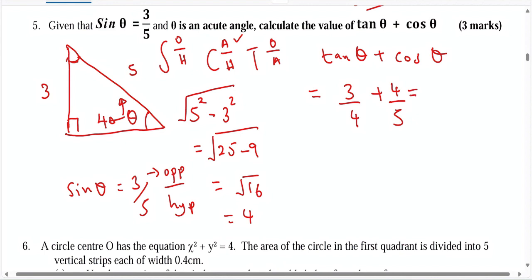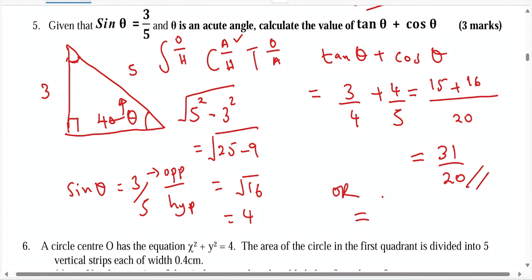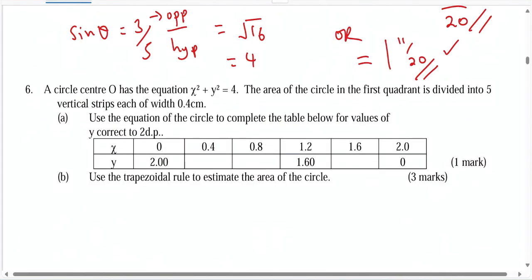So add these two. The LCM of 4 and 5 is basically just 20. So 20 divided by 4 is 5, 5 times 3 is 15. 20 divided by 5 is 4, 4 times 4 is 16. So 15 plus 16 is 31/20. You either leave your answer like this, or you can write your answer as 1 11/20. You see? All are right. So don't get confused. Let's go to another question, question 6.